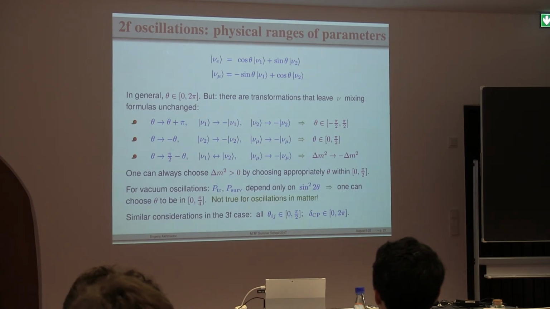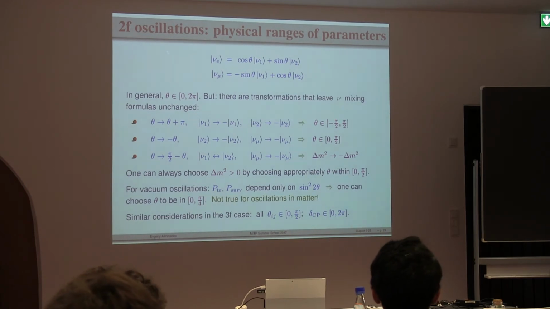Yes, of course, because the neutrino fields always enter into the Lagrangian like squares in the kinetic term and in the mass term. So we can always do that without changing anything. And this means that out of the full 2 pi range, we can take only one half of it because of this transformation. Only one half of this has some physical meaning. Okay? And therefore, instead of 0 to 2 pi, we can take, for example, minus pi over 2, pi over 2.